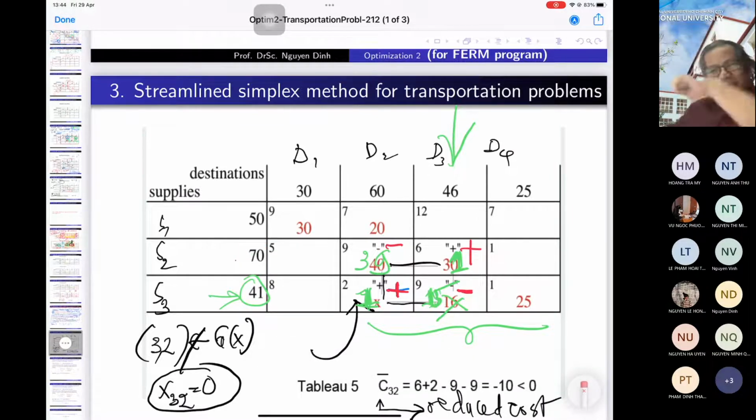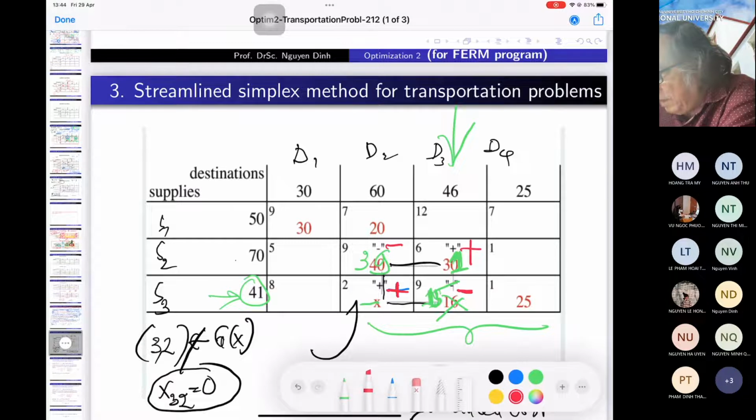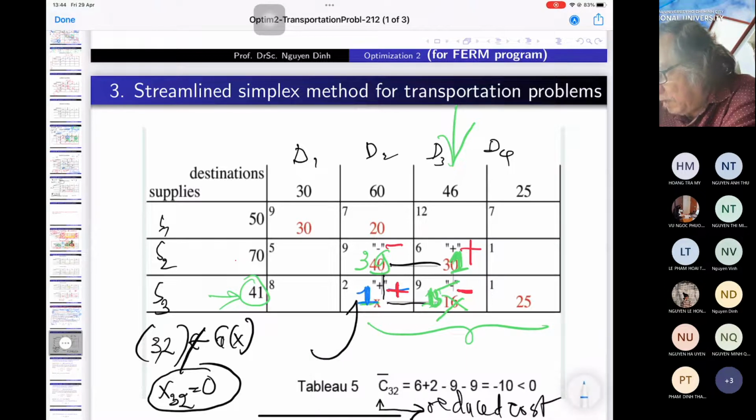So that means in that cycle, if in the plus cell we put 1, then the plus cell you plus 1, the minus cell minus 1, and then everything is okay.